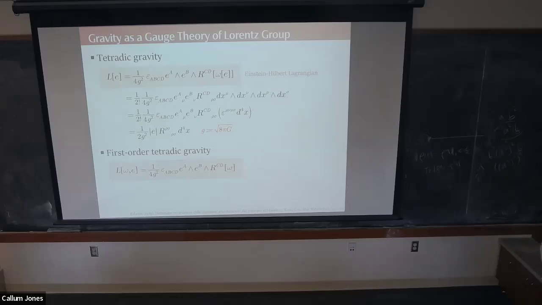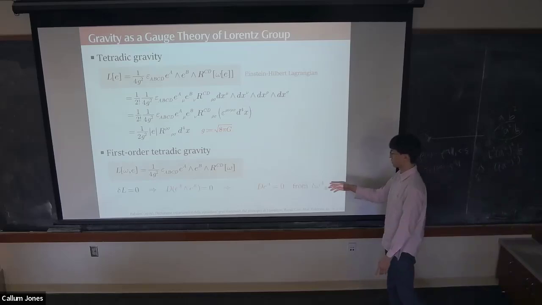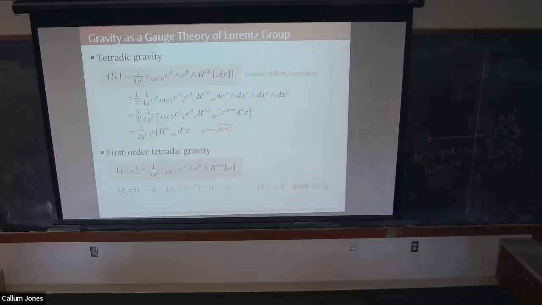But crucially, we can actually take the spin connection as a new degree of freedom, independent from the tetrad. Why can this work? If we vary the Lagrangian with respect to the spin connection, you can show that the equations of motion impose the torsion-free condition. So if you integrate out the spin connection, you retrieve the usual tetradic Einstein-Hilbert action.